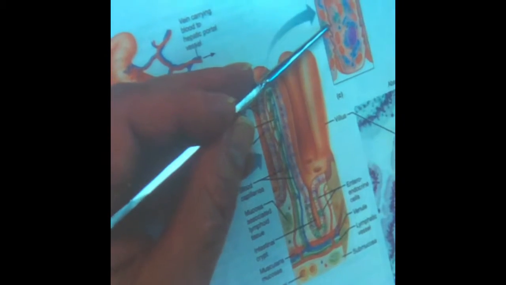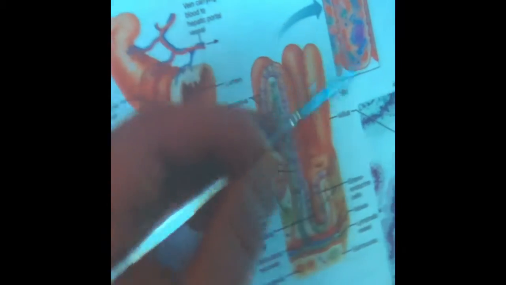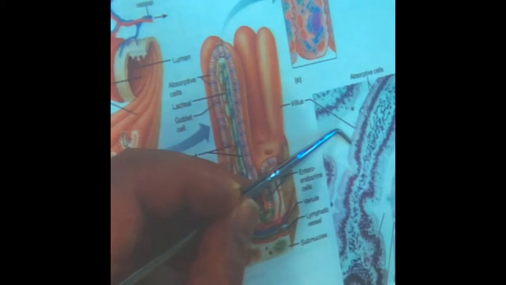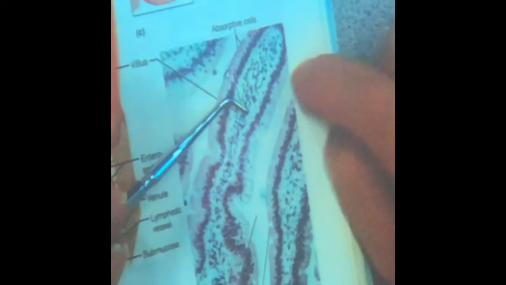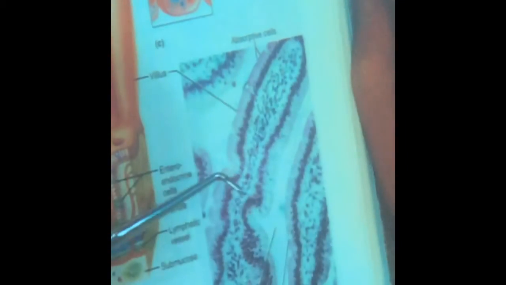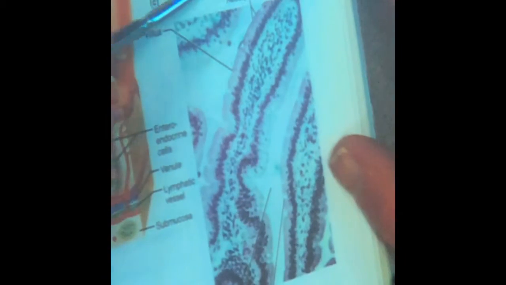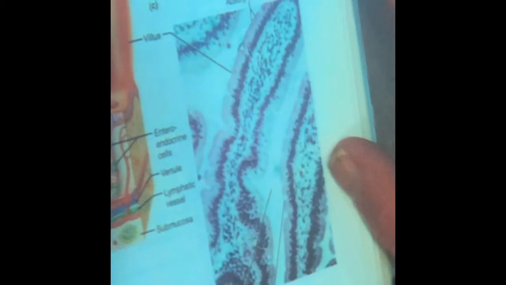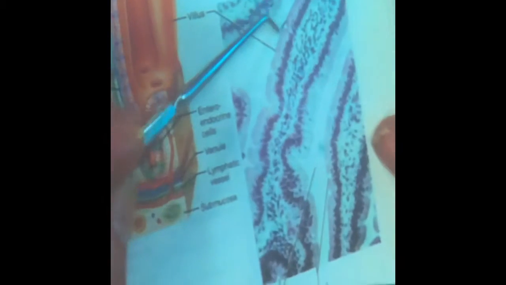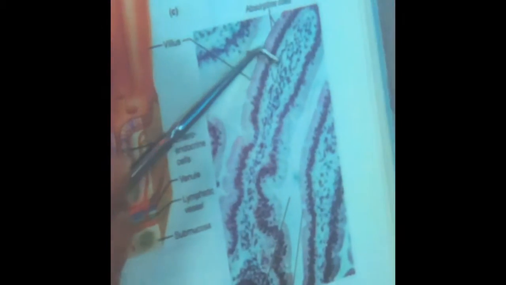have microvilli. Now, I used the slides and I put up something like this. Don't say microvilli, that's wrong. I can't see microvilli on this. What I can see is a big villi with columnar cells. If I had an electron microscope, I might be able to see microvilli, but I can't see it here.